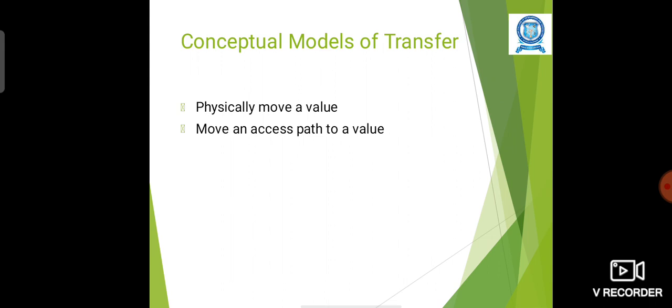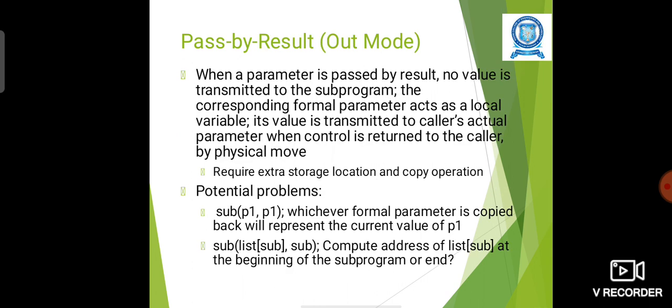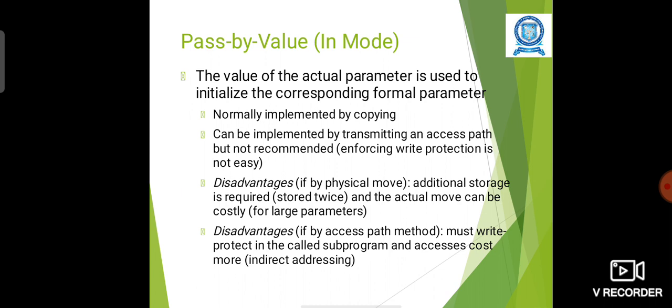Conceptual models of transfer: physically move a value, or move an access path to the value. So pass by value, in mode: the value of the actual parameter is used to initialize the corresponding formal parameter. This can be implemented by transmitting an access path.